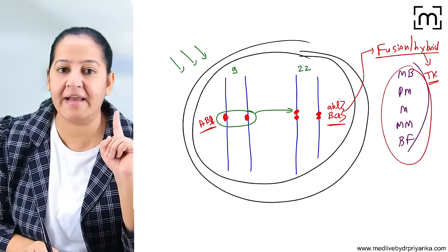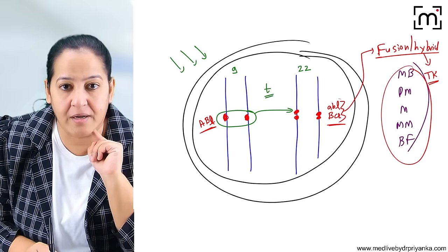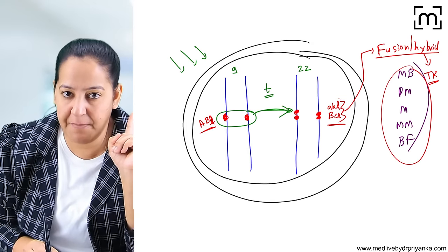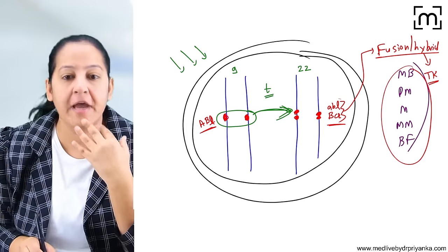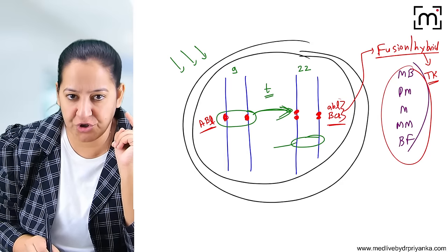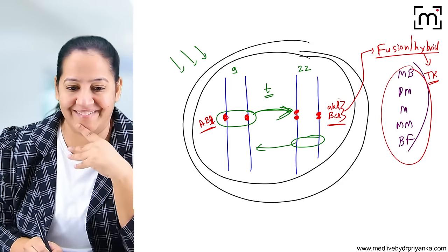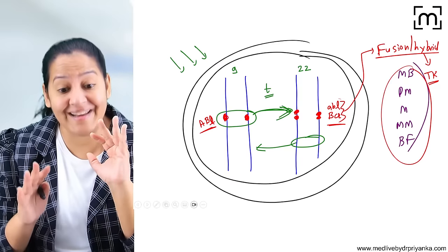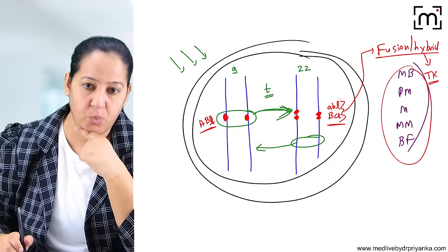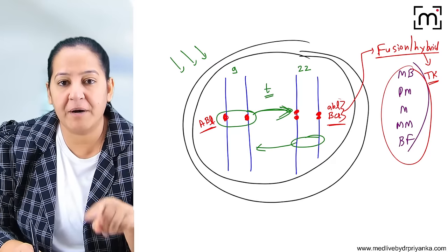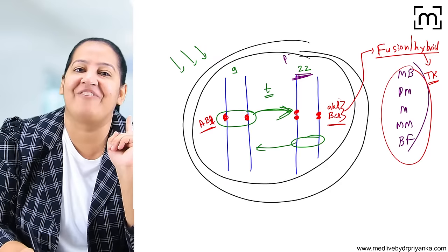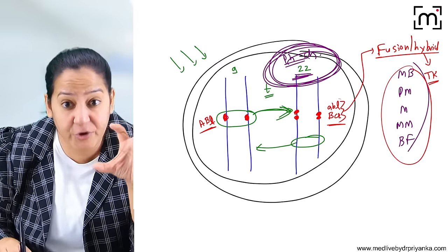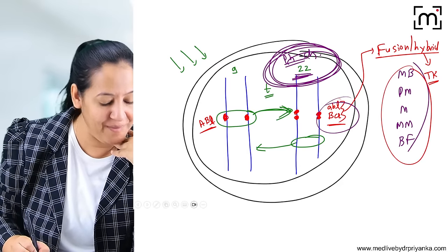You should be thinking, ma'am, that you said it's translocation. The translocation is balanced here. So here 9 is giving ABL to 22. What is 22 giving to 9? 22 is giving to 9 a portion of chromosome which doesn't contain any important gene. So basically the fusion gene is formed on 22. That's why chromosome number 22 is known as the Philadelphia chromosome. This chromosome is known as the Philadelphia chromosome because the fusion gene is formed here. Got my point? How many of you got it?